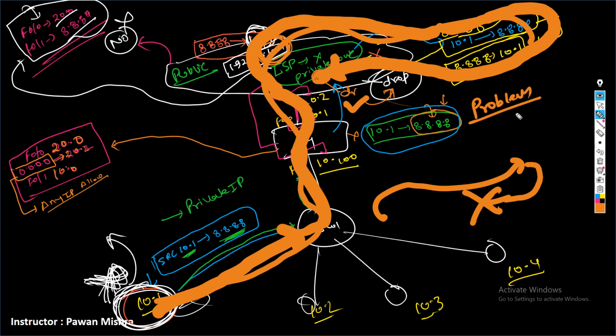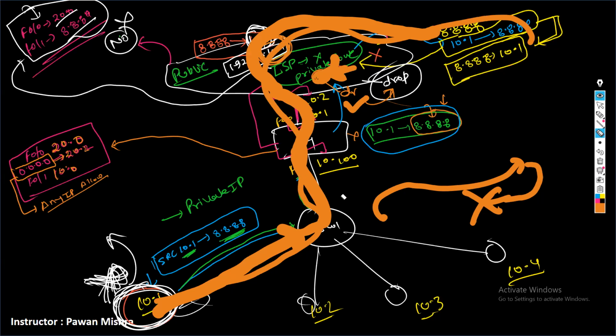Right now in this topology, NAT is not enabled. NAT is disabled right now. Okay, NAT is disabled. NAT is not enabled. Now, so this is the problem without NAT. After using a NAT, okay, let me do one thing.